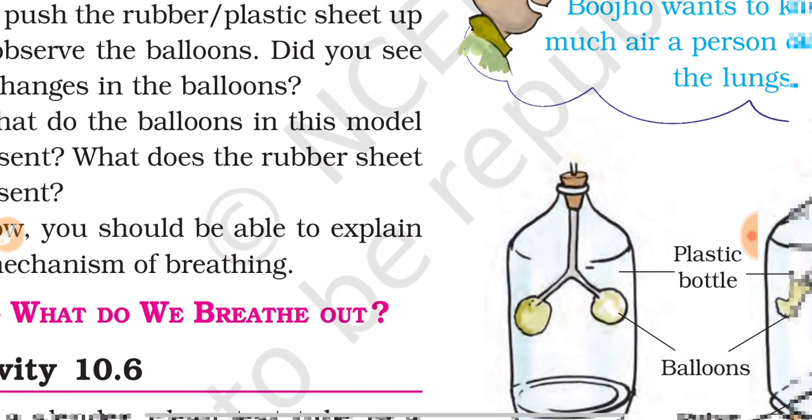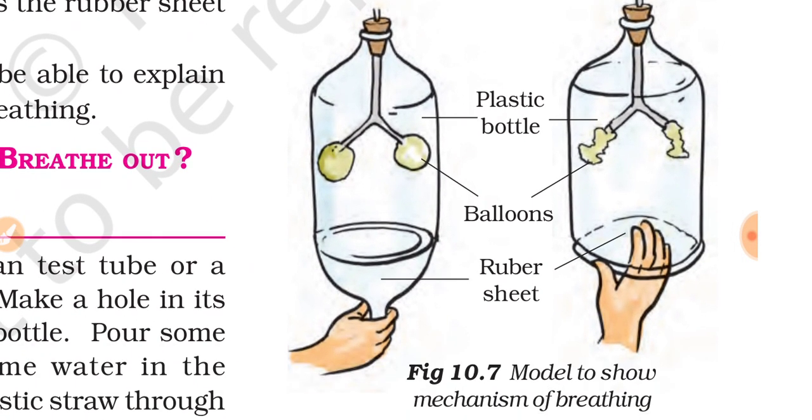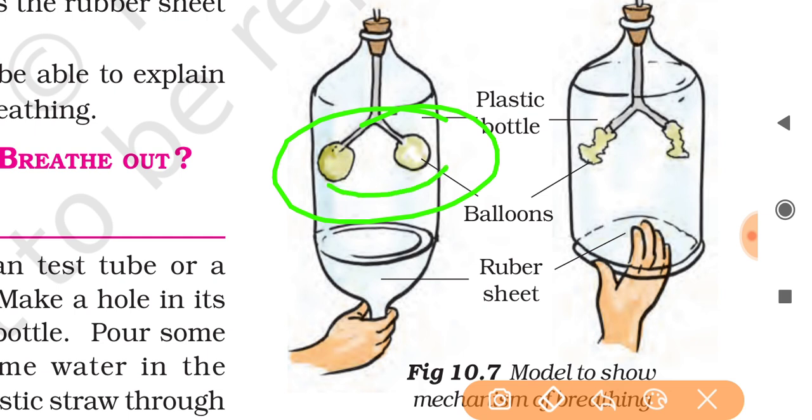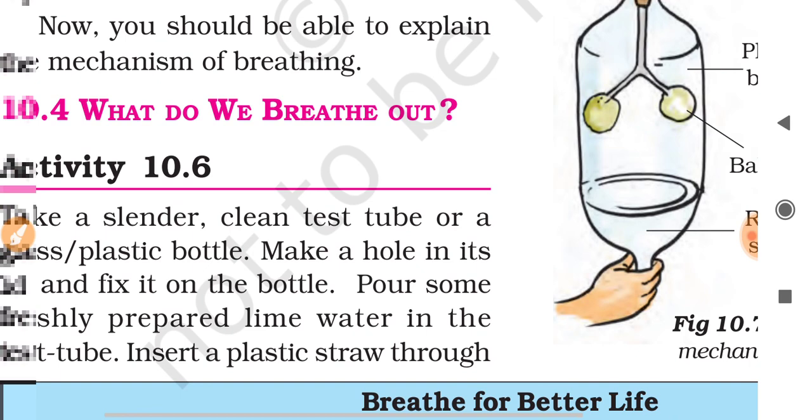Okay, so easily by this example, when the rubber sheet moves down, it is like our diaphragm. When we inhale air, air just fills our lungs. Okay, suppose these are two lungs, and when we exhale air, they get back to their normal state. So this is the mechanism of breathing.